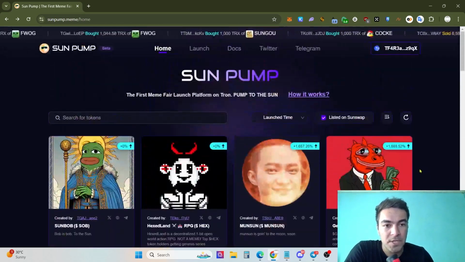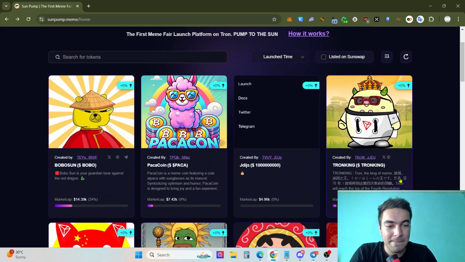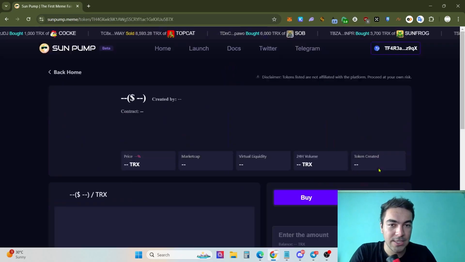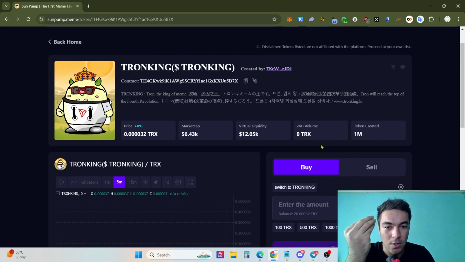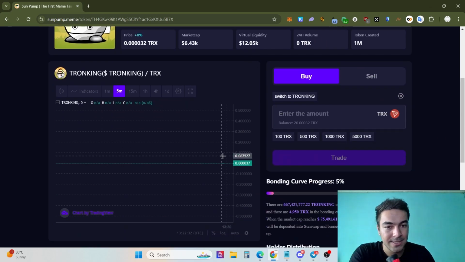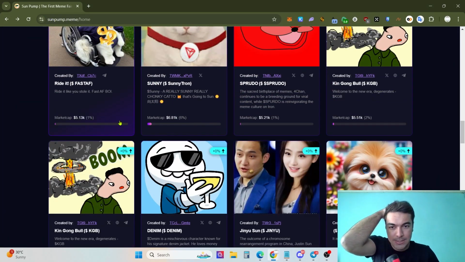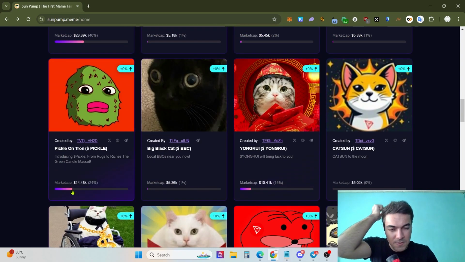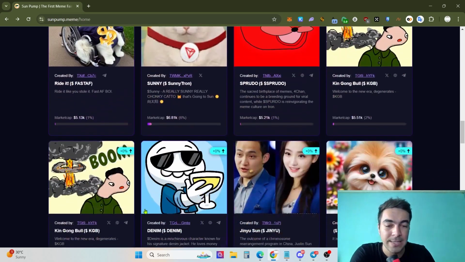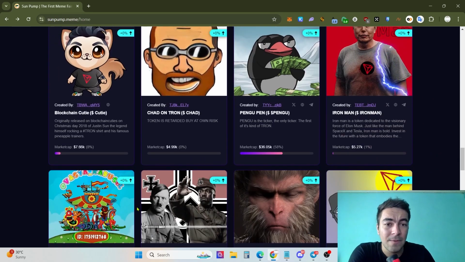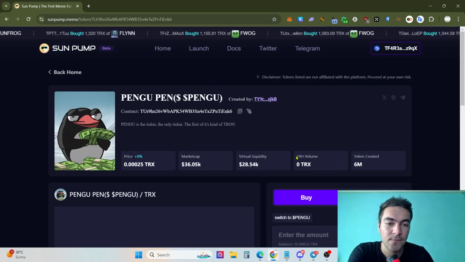That's why first of all we need to take a look at what's listed on Sunswap. Looking at, for example, Tron King, we need at least a little bit of 24 hours volume. Liquidity is so good, but there is no movement. Maybe we can scroll down a lot more and take a look at these bars. If the bars are full, that means it will be listed on Sunswap, it will graduate, and that's so good. I mean, the token looks like it has high potential and 24 hours volume.